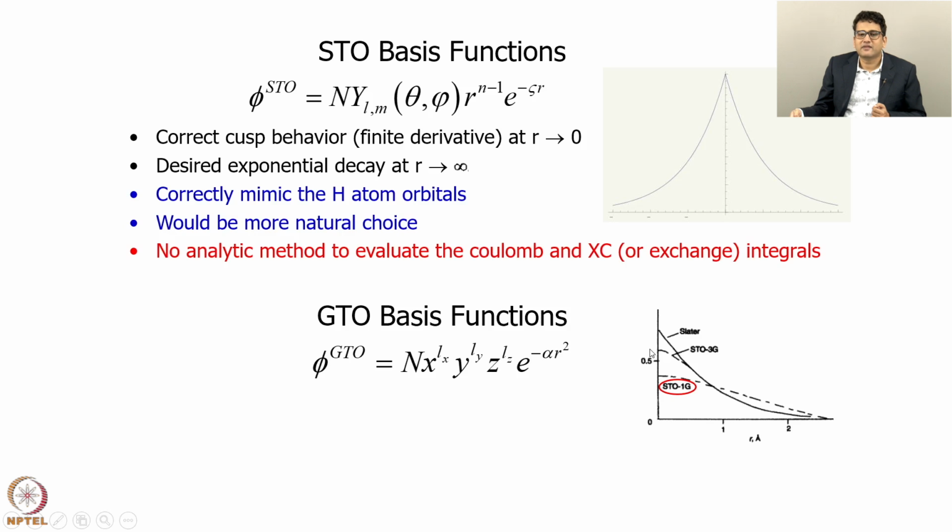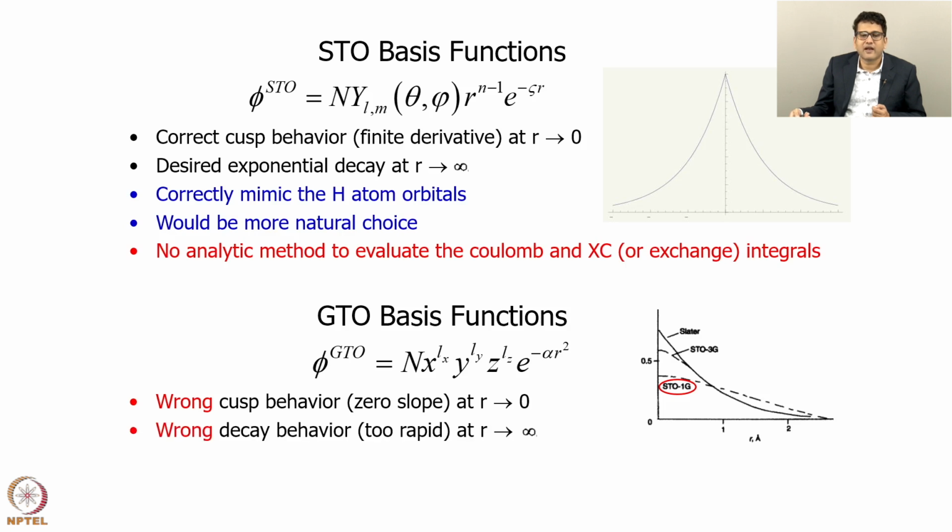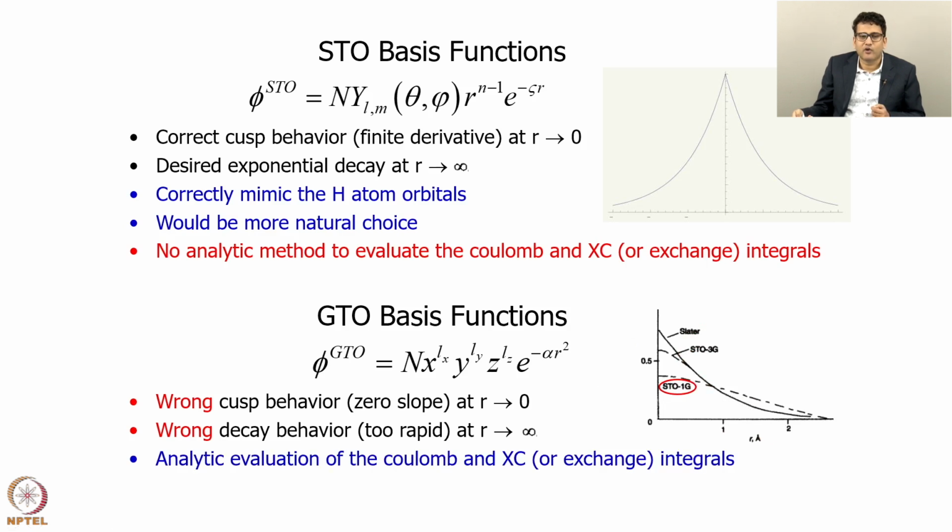In none of the cases can you see that the cusp behavior is correct, because at 0 it has a 0 slope, which is not the case in Slater. So, first thing is that it does not give you a correct cusp behavior. Even at r equal to infinity, you can see that it is decaying very rapidly, whereas Slater decays much more slowly. So, both at 0 and infinity it gives you the wrong behavior. Then the question is why I am even bothering to use this Gaussian.